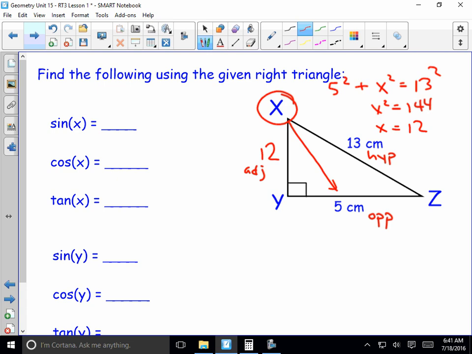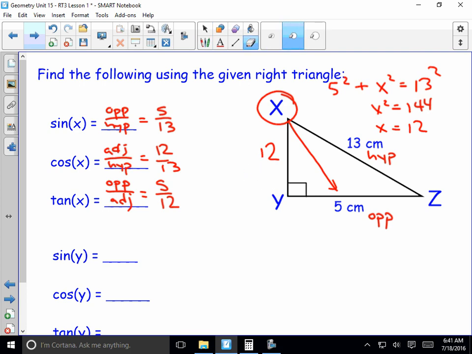Okay, so now we've got the sine of x, opposite over hypotenuse, equals 5 over 13. Cosine, adjacent over hypotenuse, 12 over 13. Tangent of x, opposite over adjacent, is 5 over 12. Okay, now for these next few, what we're doing is we're changing our reference point.